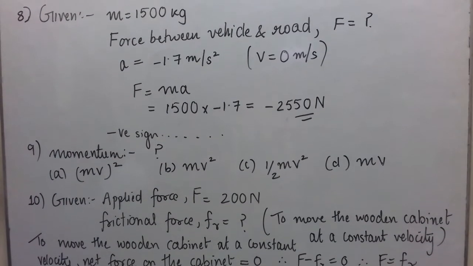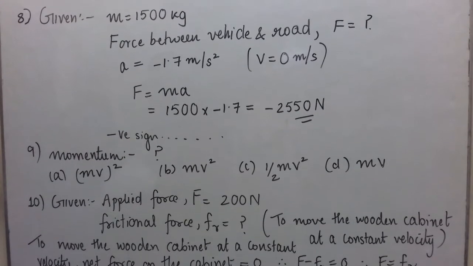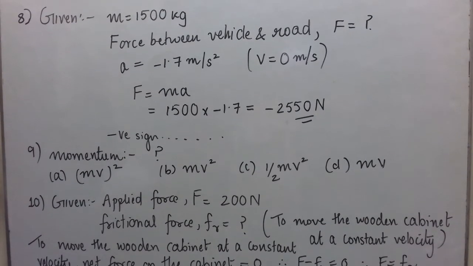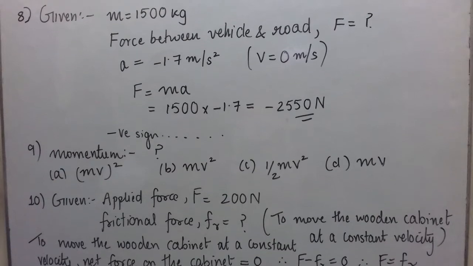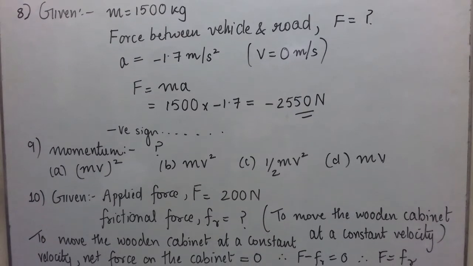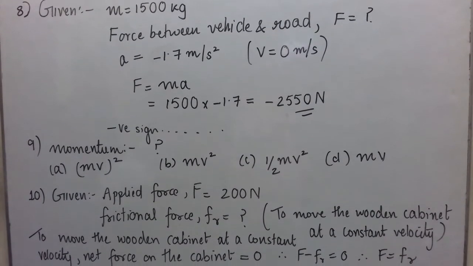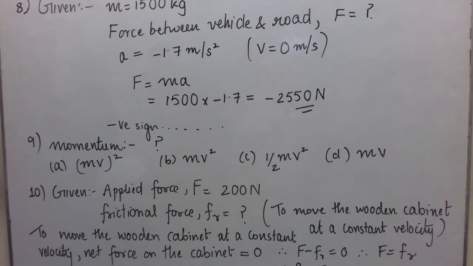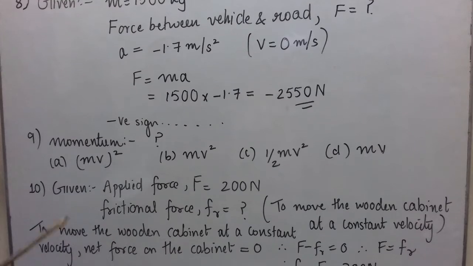So now the 10th question. Using a horizontal force of 200 Newton, we intend to move a wooden cabinet across a floor at a constant velocity. What is the frictional force that will be exerted on the cabinet? Now pay attention here.